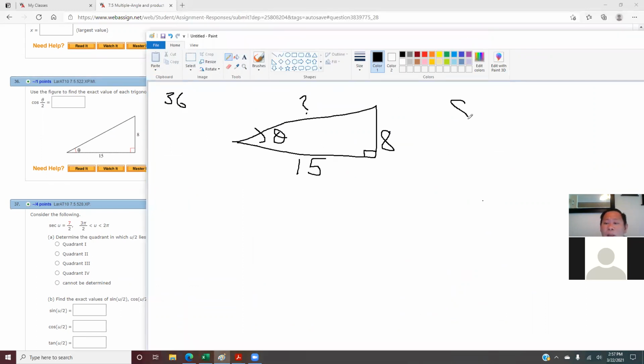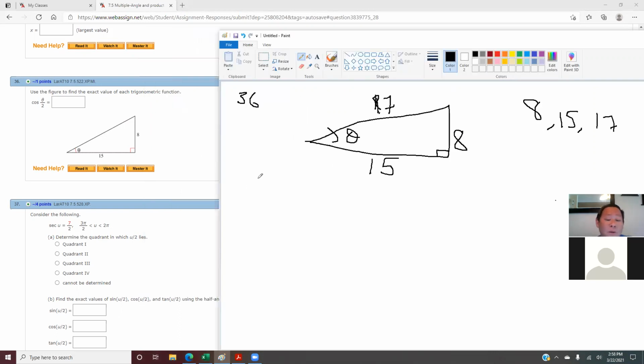That is a triplet, 8, 15, and I think it's 17, I think. Let's square those. 8 squared is 64, plus 225 is 15 squared. Yep, 17, 8, 15, 17. Yep, that is another triplet. So if you know a triplet, it's really gonna help you.